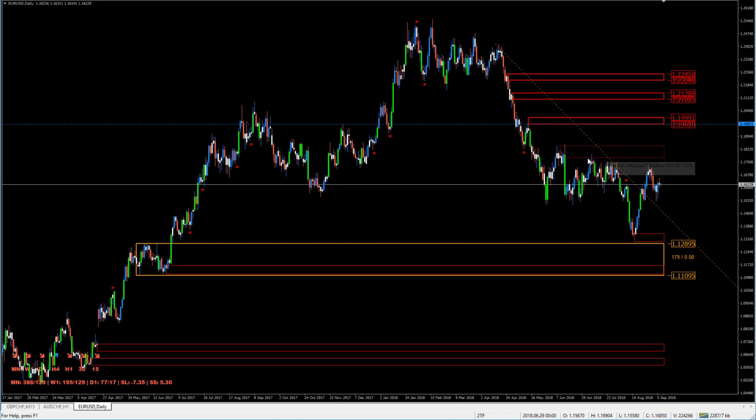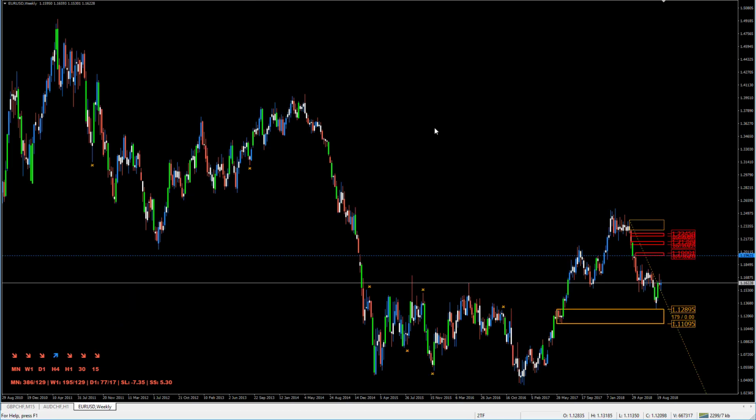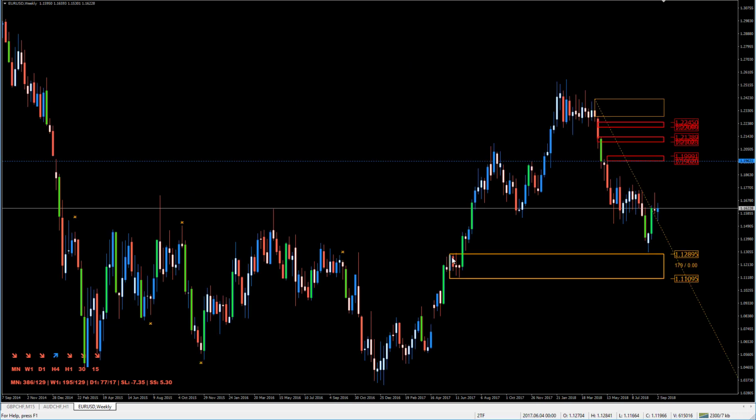This area of supply has been tested once, almost twice. See how price managed to trade just below it for a while, and so I don't think price is going to have a tough time moving through this. This is a decent area, and then we have two just above price here. Keep in mind that price is kind of feeding into this weekly area of demand, which, I mean, the wicks are pretty big on these two, but these are pretty good.